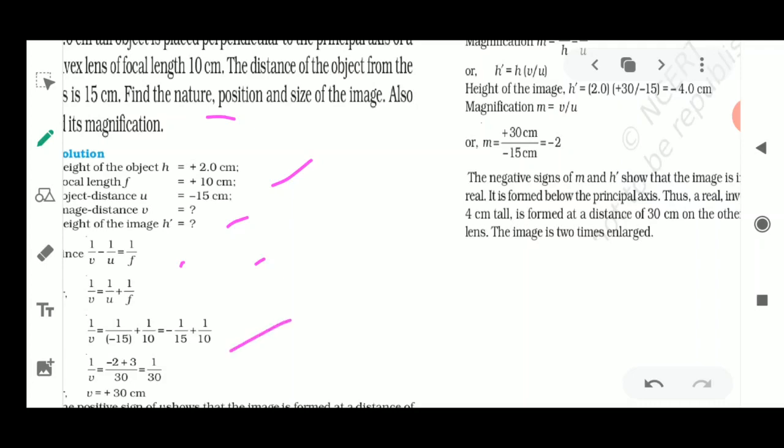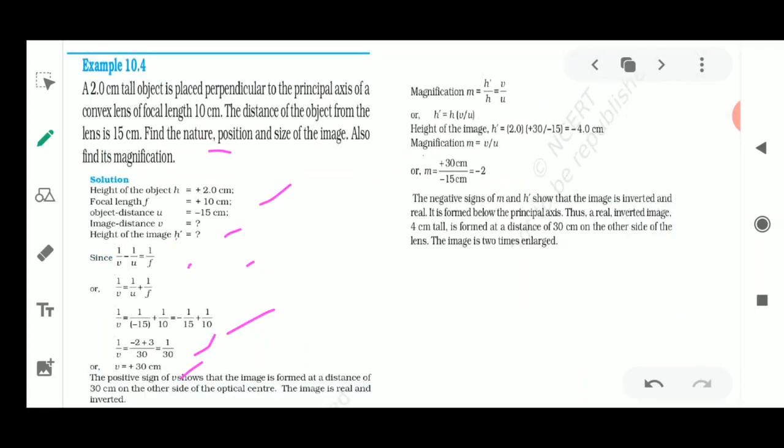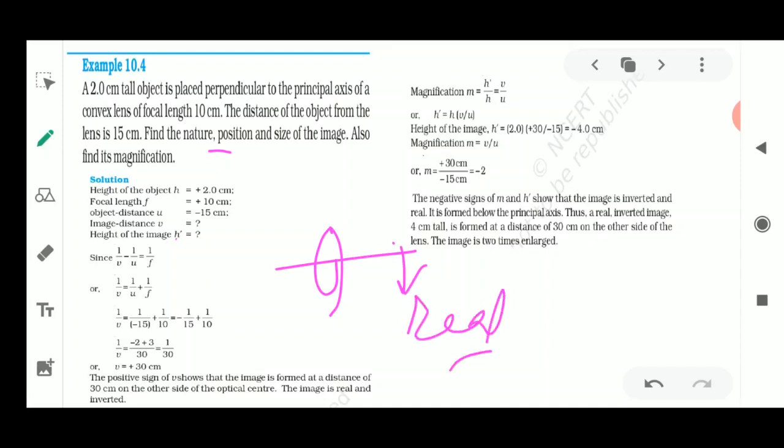It means 1 by v becomes 1 upon 30, so plus 30 we are going to get. What is the meaning of this positive sign, 30 centimeters? This positive sign shows that the image distance is 30 centimeters and it is on the other side of the optical center, means somewhere here. So we are going to get the image which is inverted. It is real, it is inverted, and it is on the other side of the optical center. This is about the characteristics of the image we have obtained on this convex lens. Now what about magnification?